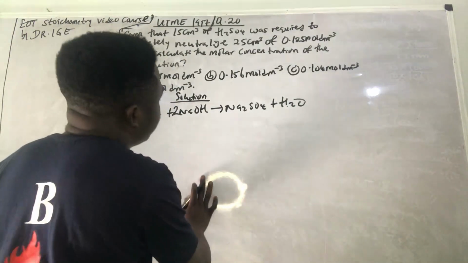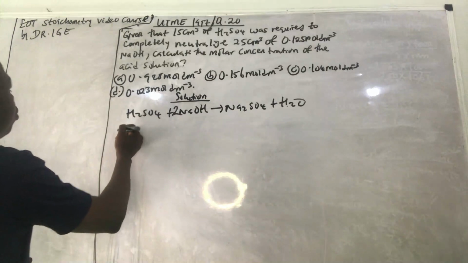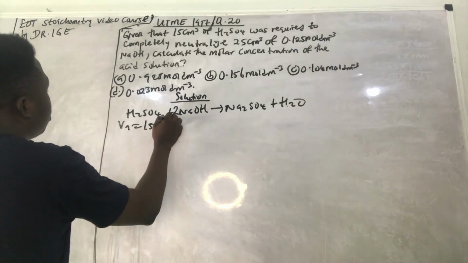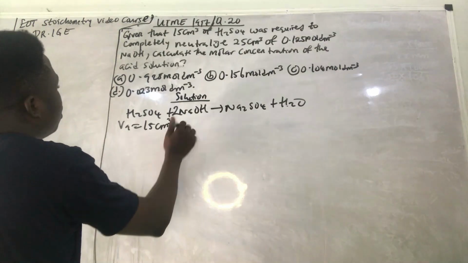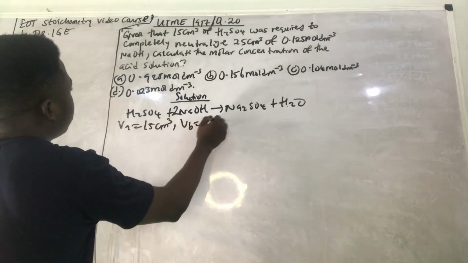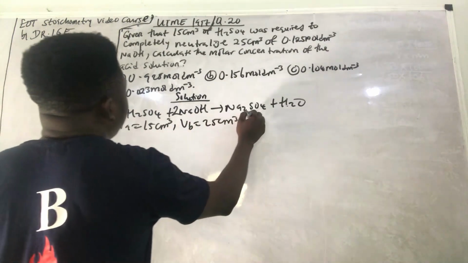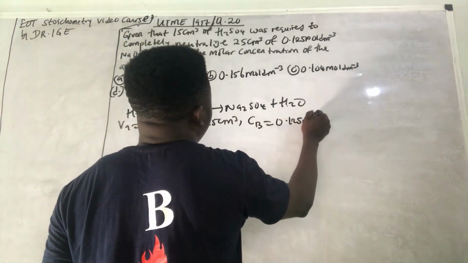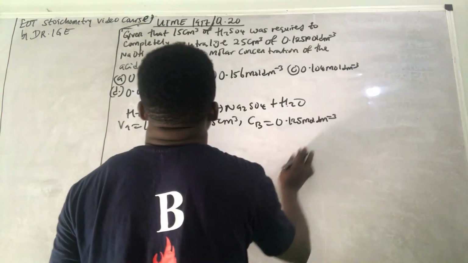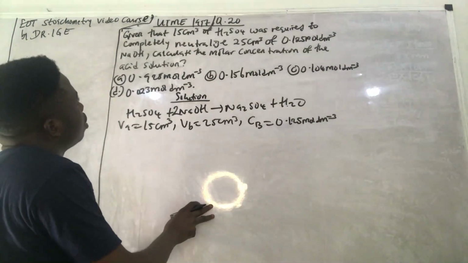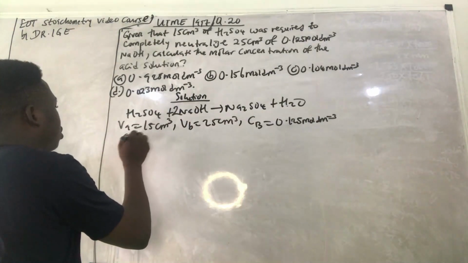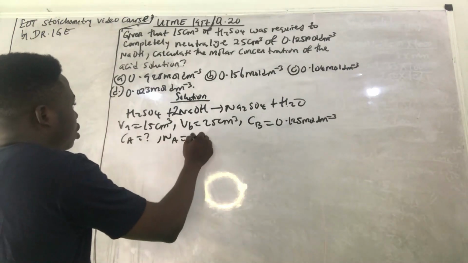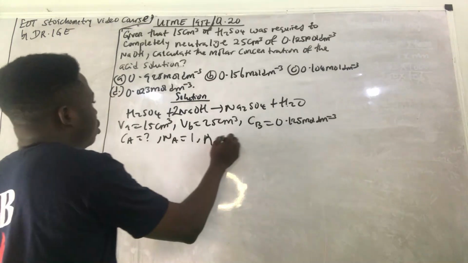H2SO4 plus sodium hydroxide gives us Na2SO4 plus H2O. What do we need to balance? You can see that the volume of the acid, VA, is 15 cm³, while VB is 25 cm³, while CB is 0.125 mol per dm³. We are looking for CA. NA from this equation is 1, NB is 2.